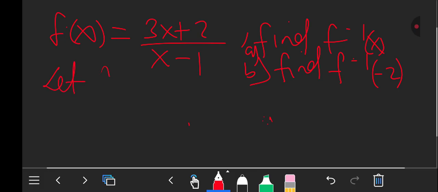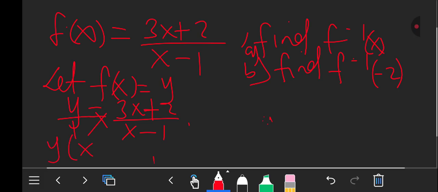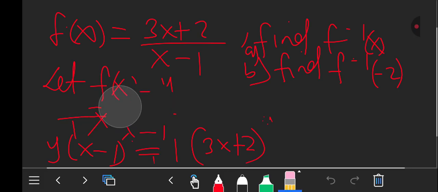So you say let f of x be equal to y. So the y would now be equal to 3x plus 2 over x minus 1. Make x the subject. I'll say over 1. We cross multiply. So we're going to say y multiplied by x minus 1 is equal to 1 multiplied by 3x plus 2. So what will be the result now?